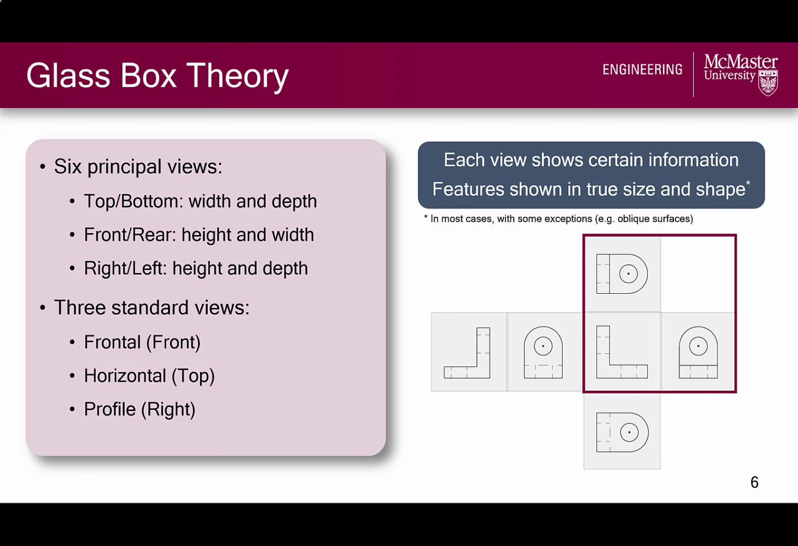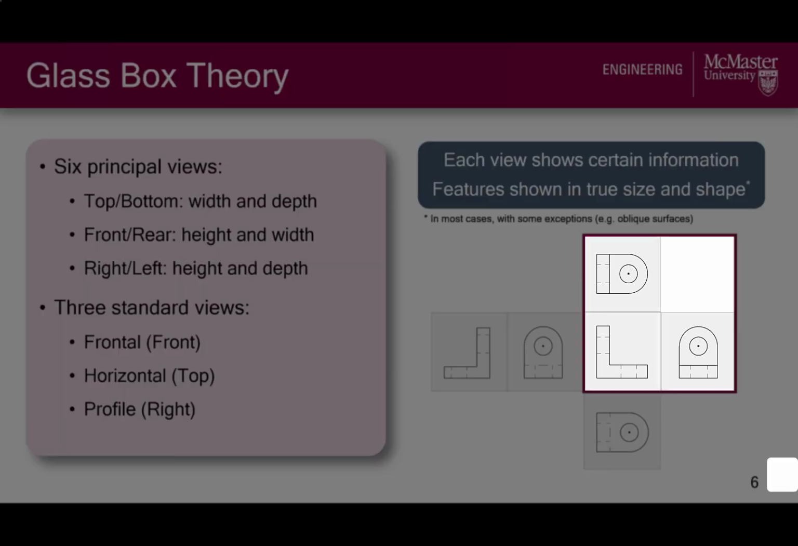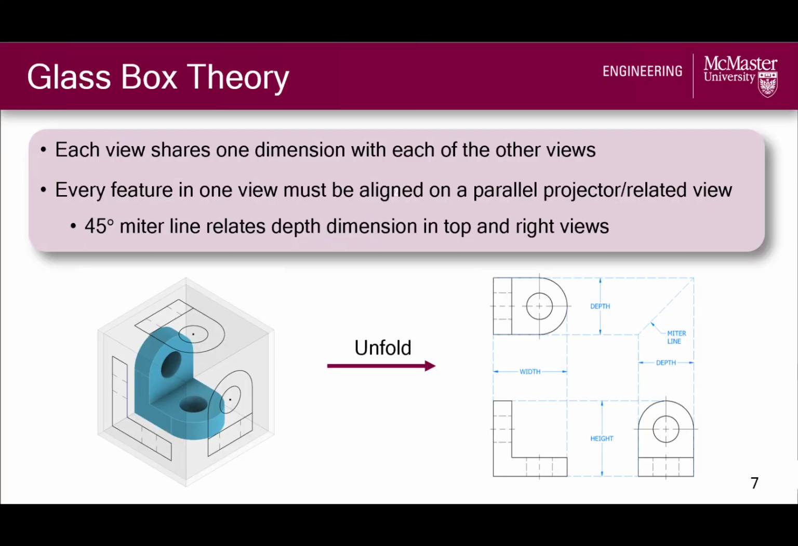With this multi-view representation, the key idea here is that each view shows certain definite information with features shown in true size and shape. There are some exceptions to this. For example, oblique surfaces that are not parallel to the projection plane will not be shown in their true size in any of the principal faces, but we'll return to this topic in the next video. For now, let's focus on these 3 views: top, front, and right.